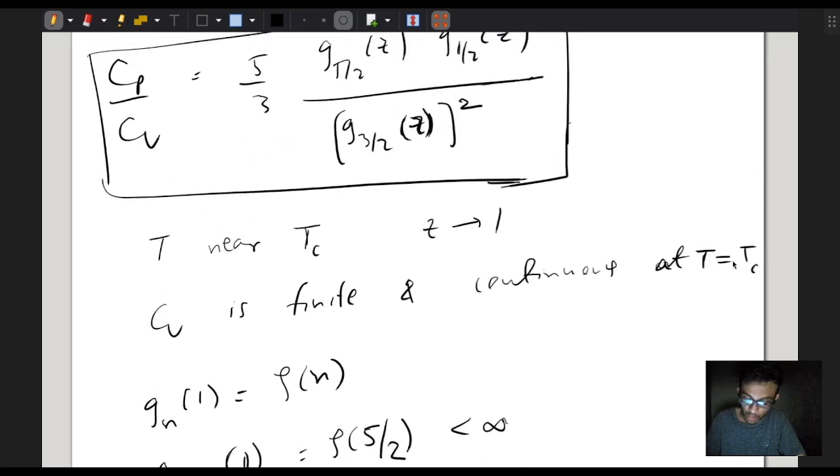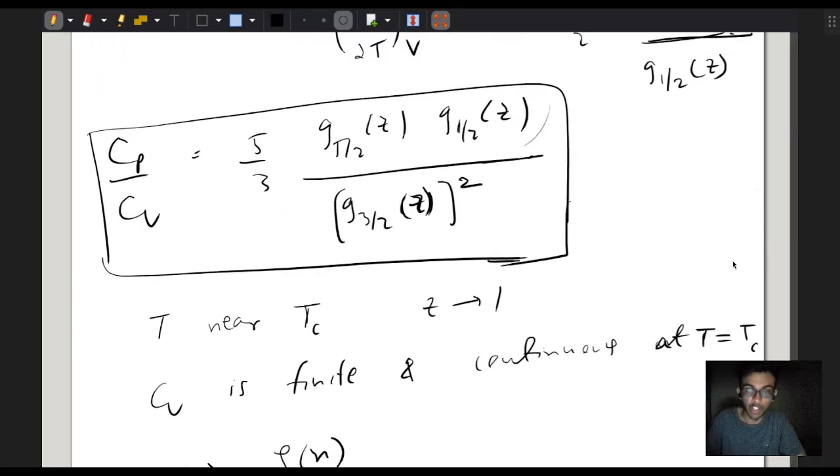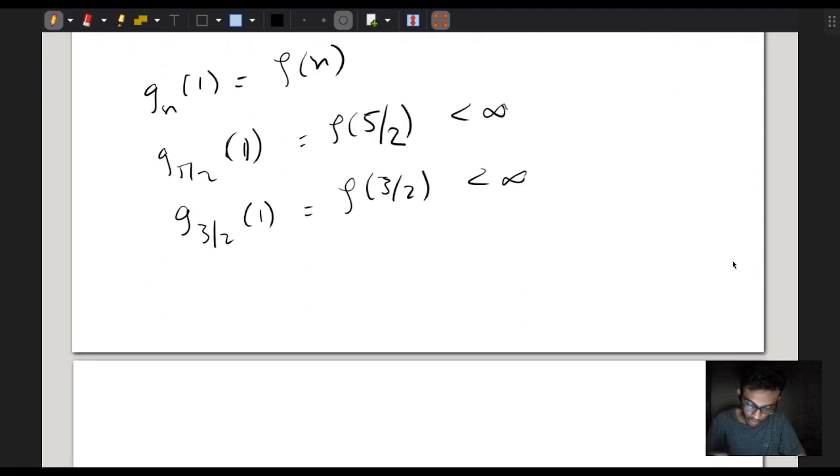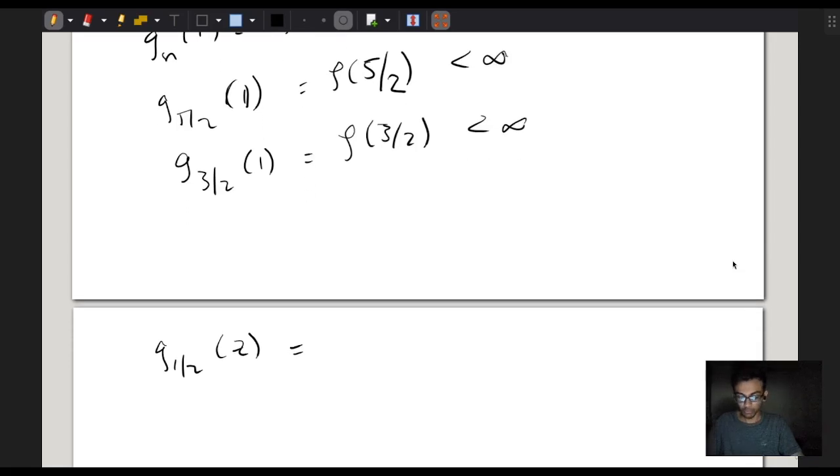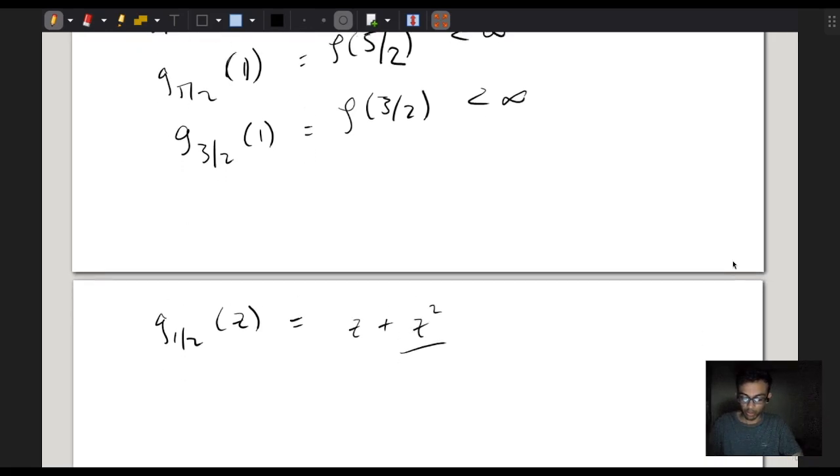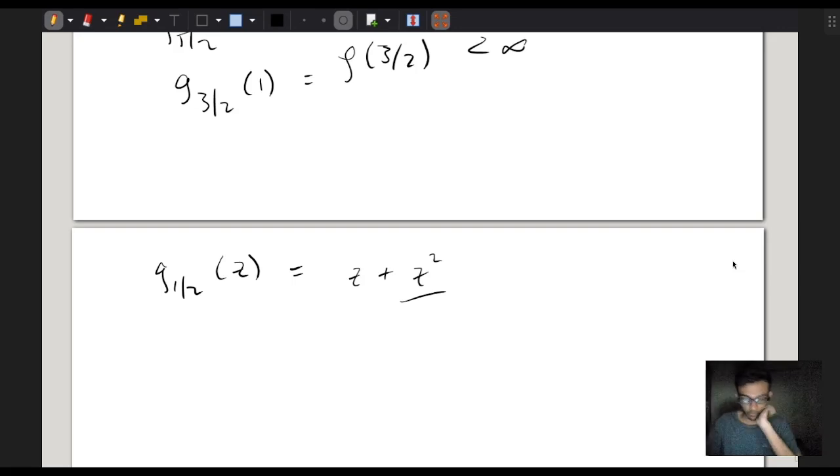But we also have g1 by 2 of Z in the numerator of this expression. So let's see what that is. So g1 by 2 of Z would be Z plus Z squared by 2 to the 1 by 2.